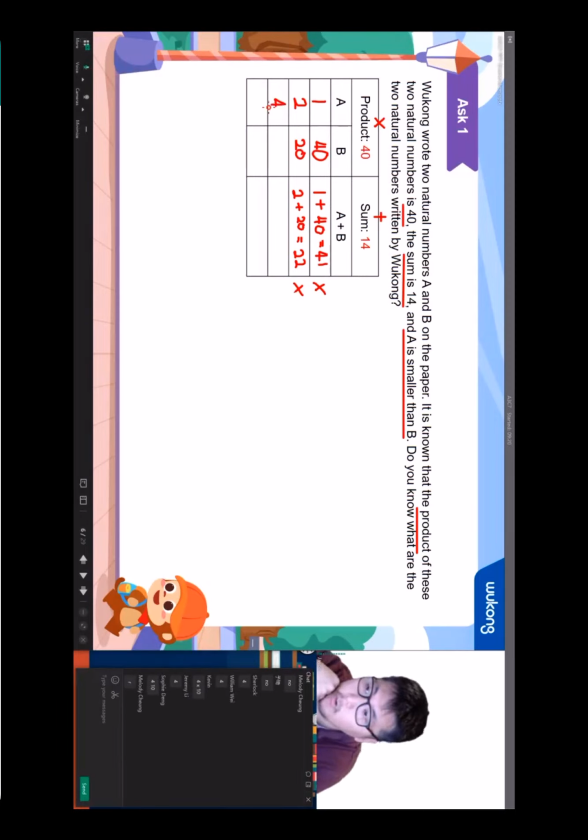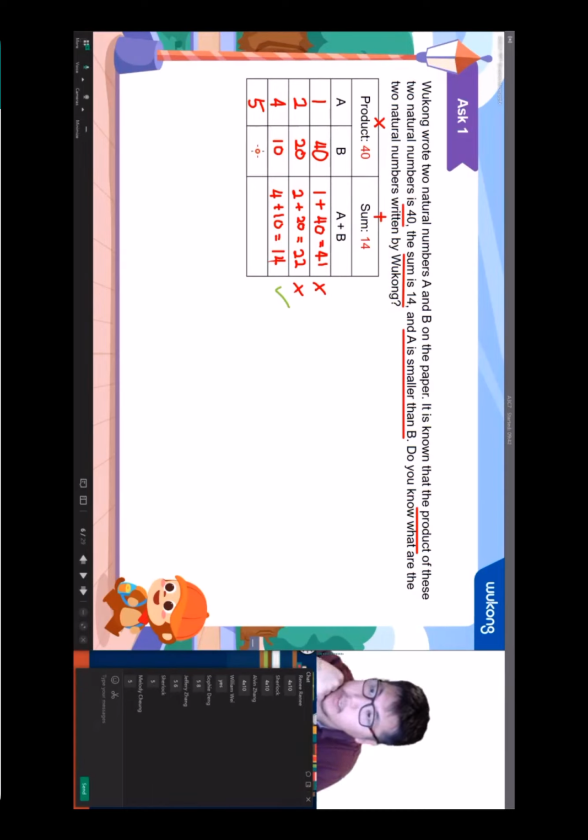4, yes, 4 times 10 equals to 40, so let's try this out. So, okay, this one, guys, it works. Now, we need to check if we have more answers, so what's the next number I should try, guys? Good job, Sophie. Well done, Sophie. You're really good at this.